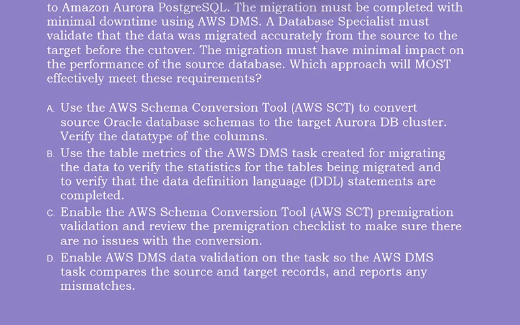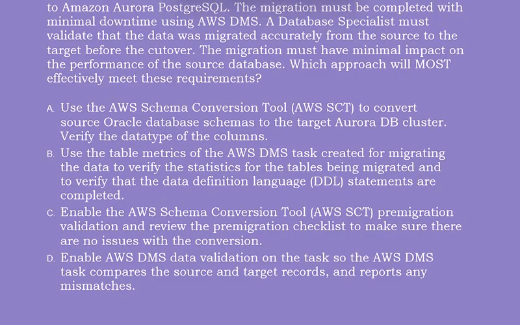Option A. Use the AWS Schema Conversion Tool (AWS SCT) to convert source Oracle database schemas to the target Aurora DB cluster. Verify the data type of the columns. Option B. Use the table metrics of the AWS DMS task created for migrating the data to verify the statistics for the tables being migrated and to verify that the data definition language (DDL) statements are completed.